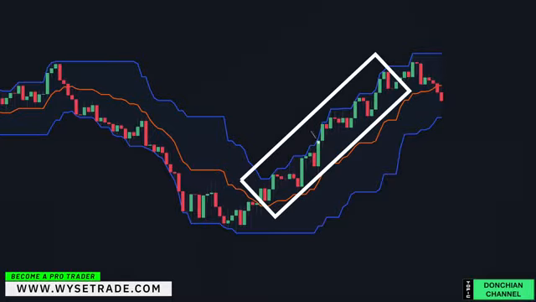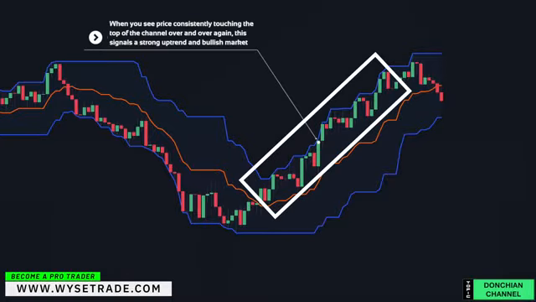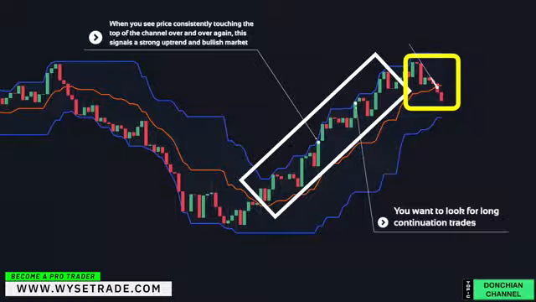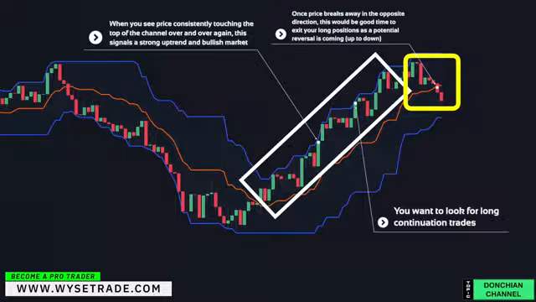When you see price consistently touching the top of the channel over and over again, this signals a strong moving uptrend and a bullish market, which means you want to look for long continuation trades. Once price breaks away in the opposite direction, this would be a good time to exit your long positions as a potential reversal is coming.